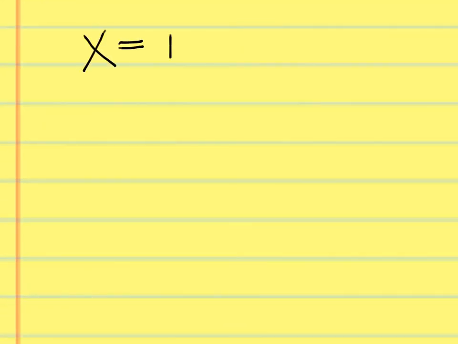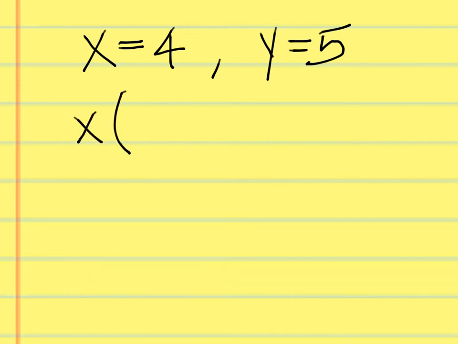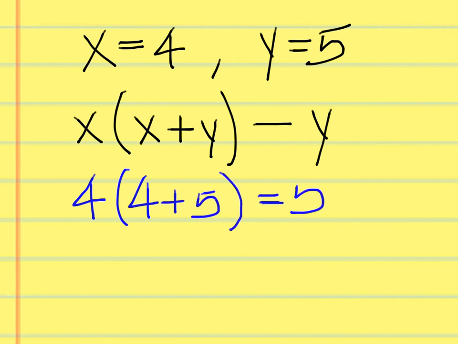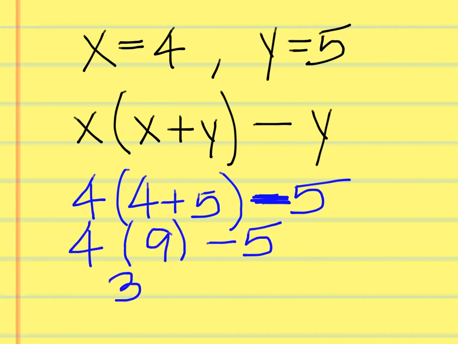Evaluate an algebraic expression. X equals 4, y equals 5. If the problem is x times the quantity of x plus y, close the quantity and take away y. Then you substitute in 4 for x and 5 for y. Whoops, that's not an equal sign, that's a minus. Go to the parentheses first. 4 plus 5 is 9. 4 times 9 is 36. Take away 5 to get 31.